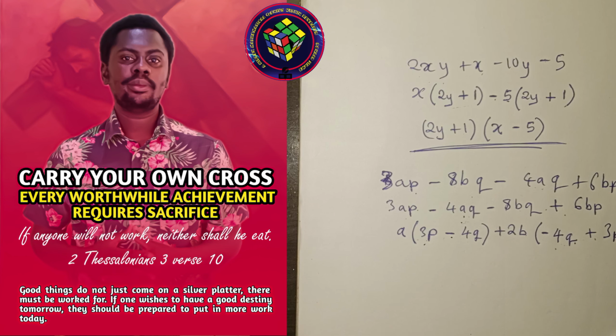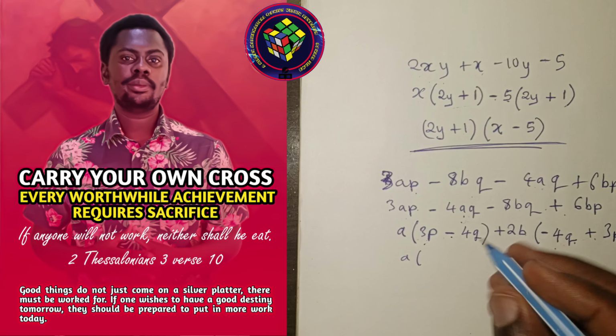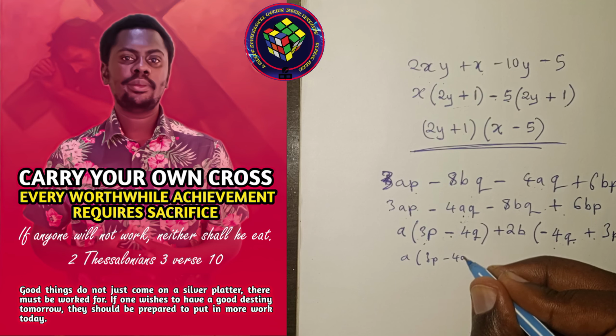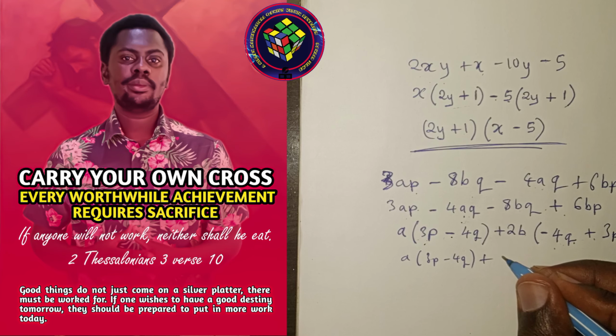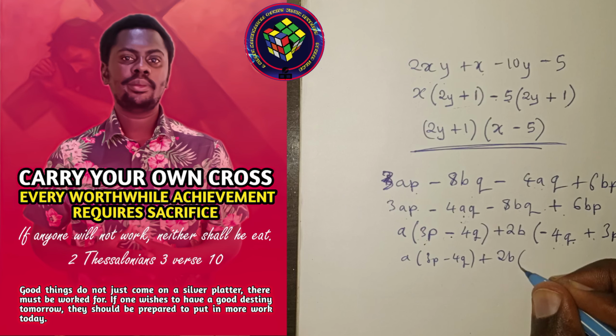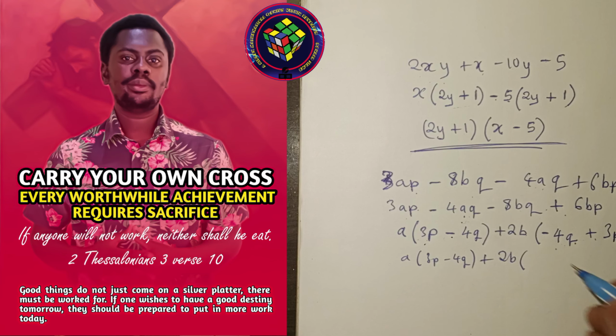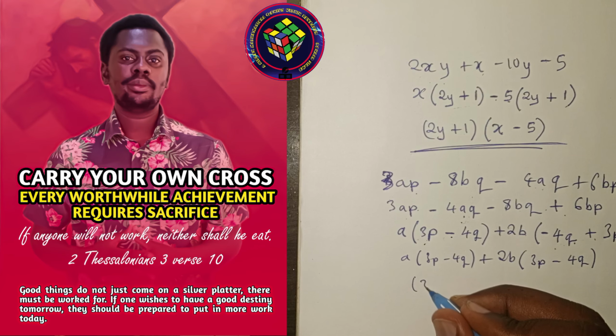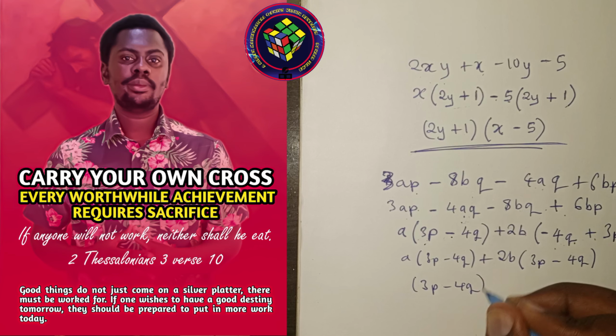So let's rearrange it. So we have A, then in brackets 3P minus 4Q, then plus 2B in brackets we have. So let's start with a positive. So this is 3P, then here we have minus 4Q. Then you can see that here there is a common factor of 3P minus 4Q. So we can divide out 3P minus 4Q.